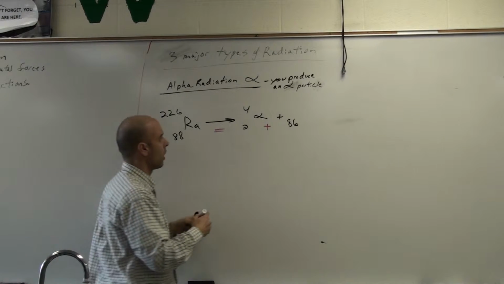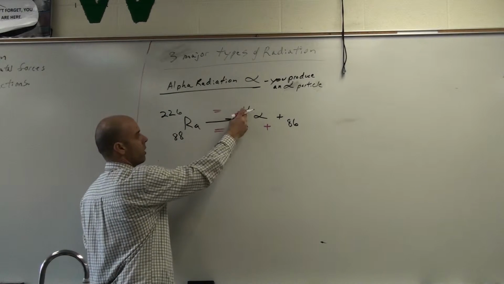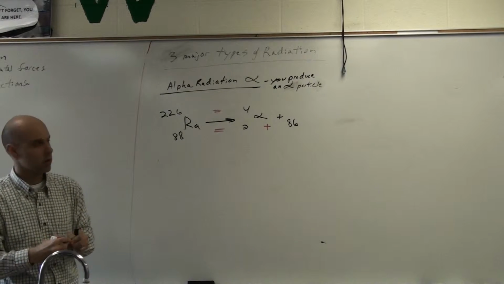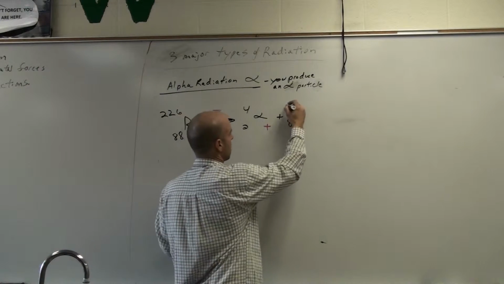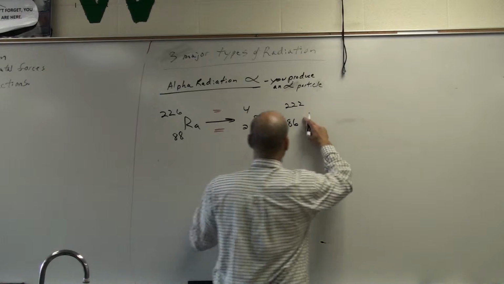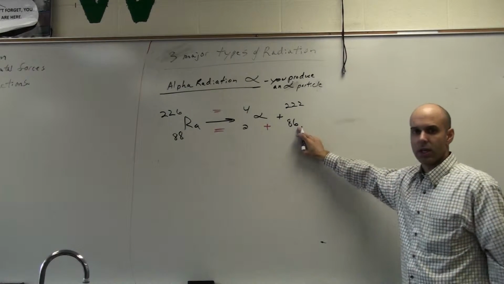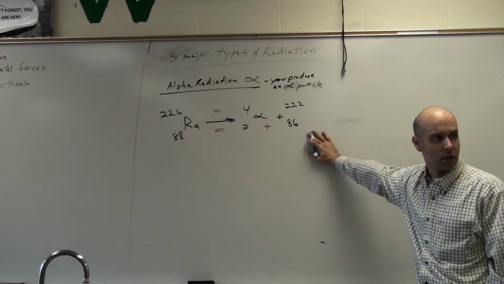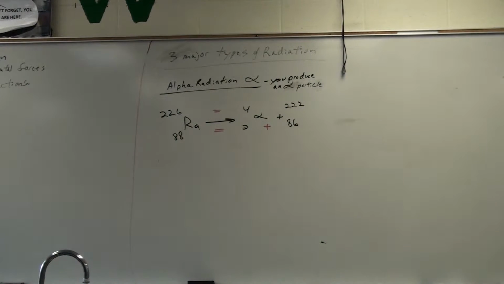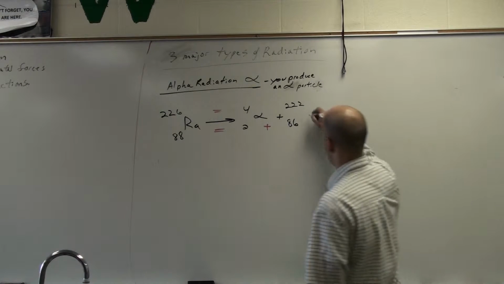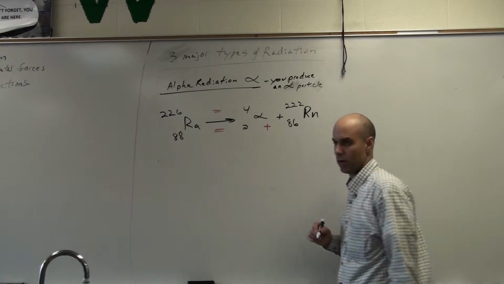And what number plus 4 equals 226? 222. Now, what element is element 86? So we go to our periodic table, element 86 is Rn, or radon.